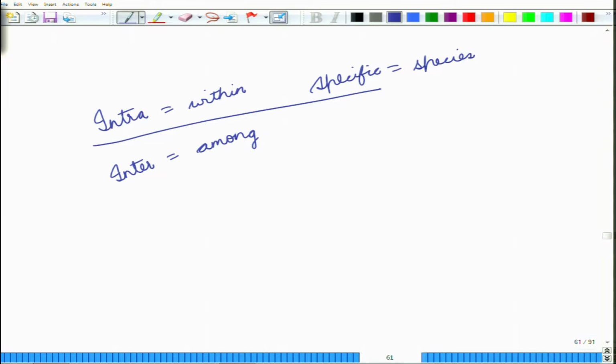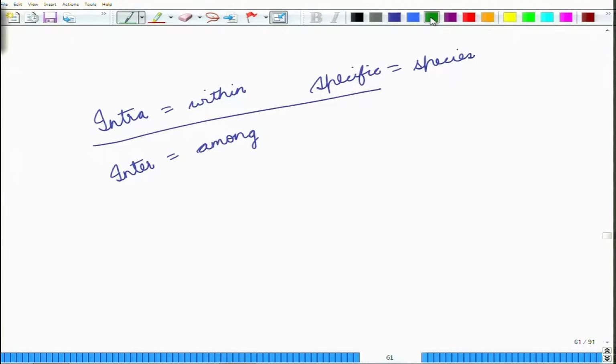Now, intraspecific would mean interactions within the species. So, for instance, if we consider a population of say cheetals, any impacts that one cheetal is causing on another cheetal would come in the category of intraspecific interactions. Whereas, when we talk about interspecific interactions, it would mean interactions among different species. So, for instance, if we have cheetal and we have sambar, and if there is some interaction, some impact that a cheetal is causing to a sambar, then we will call it interspecific interaction.